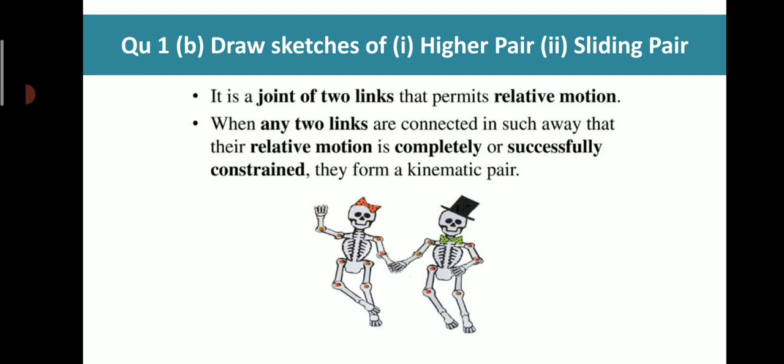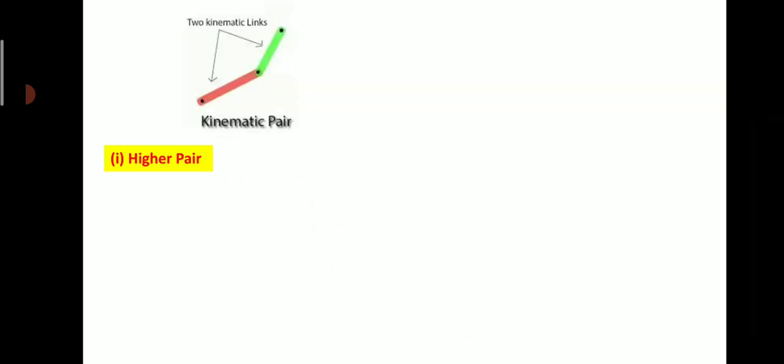Question 1b was: draw sketches of number 1, higher pair, and number 2, sliding pair. So here we have to draw only sketches, but before that let us understand what is pair. Pair is a joint of two links that permits relative motion. When any two links are connected in such a way that their relative motion is completely or successfully constrained, they form a kinematic pair. So this is a sketch of a kinematic pair in which you will see that two kinematic links are connected with the help of a kinematic joint.